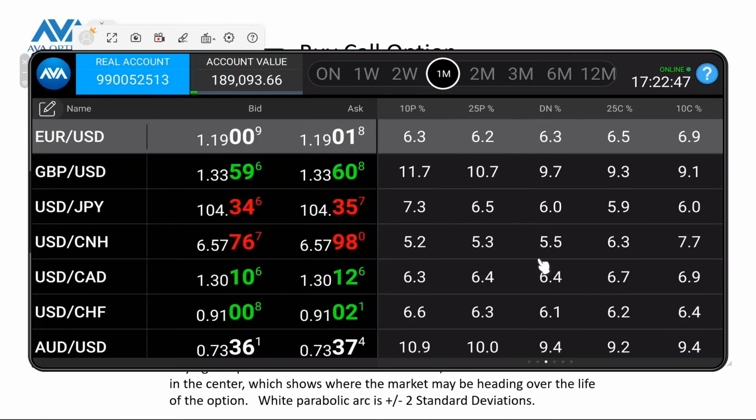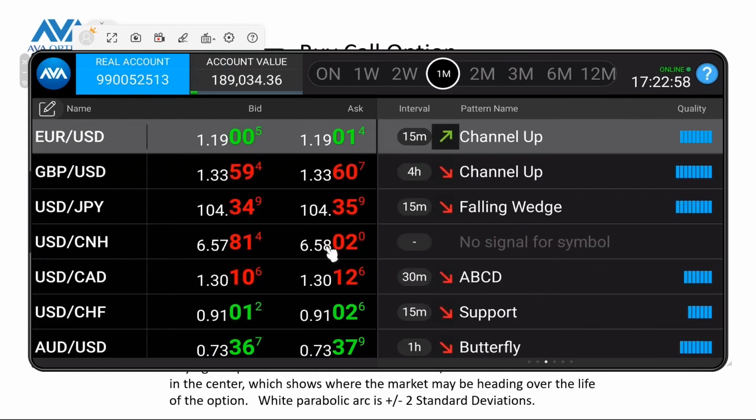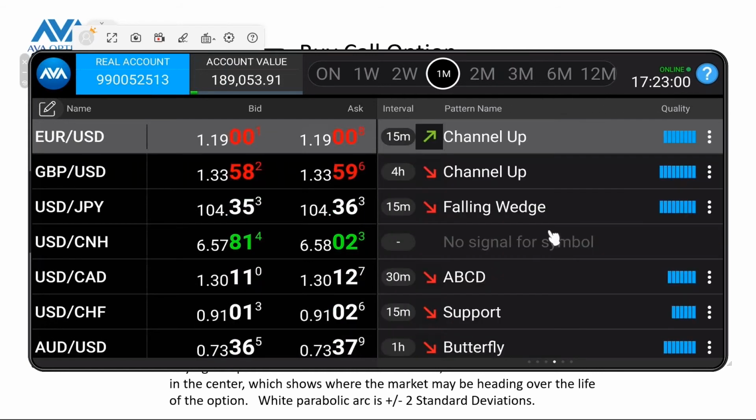Here are the numbers behind it. So for example, an at-the-money option, 6.3 vol, 10 delta put, which means an out-of-the-money put, 6.3 vol, and an out-of-the-money call is at 6.9 vol. We have AutoChartist chart recognition symbols, chart recognition software built into this trading platform.